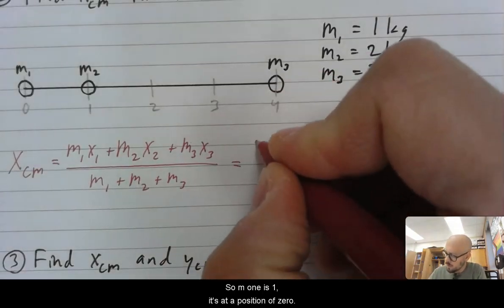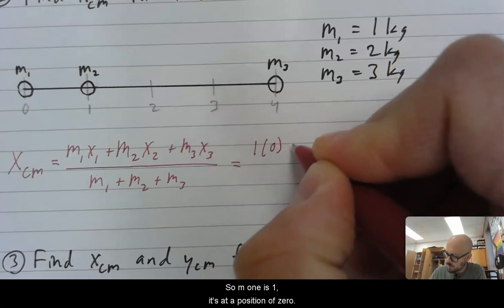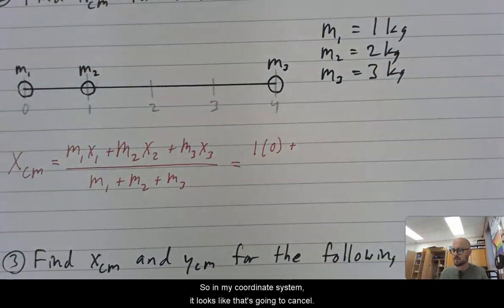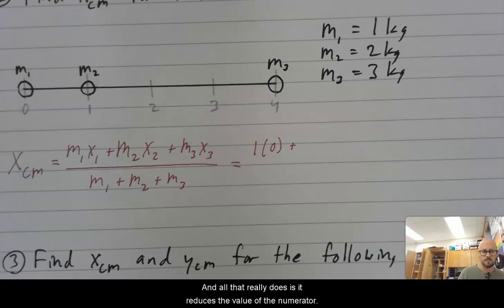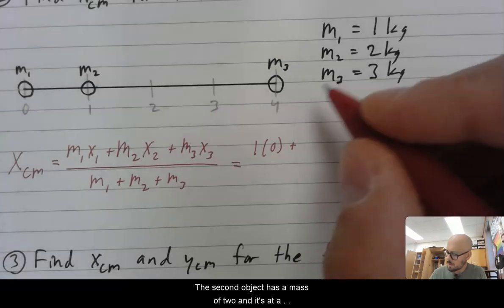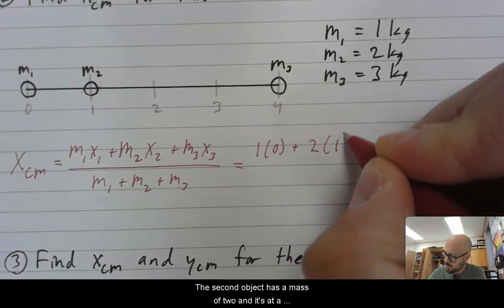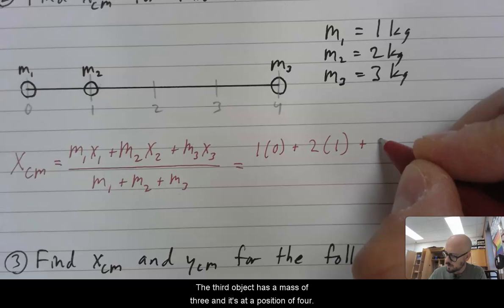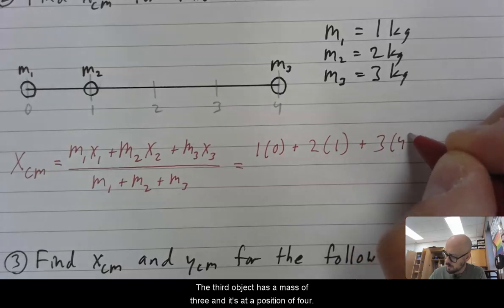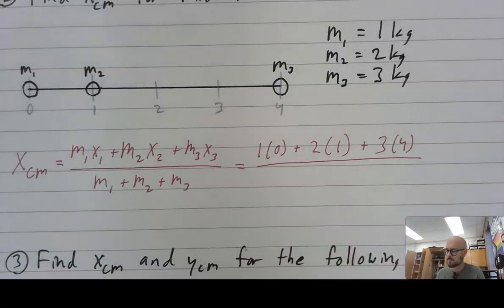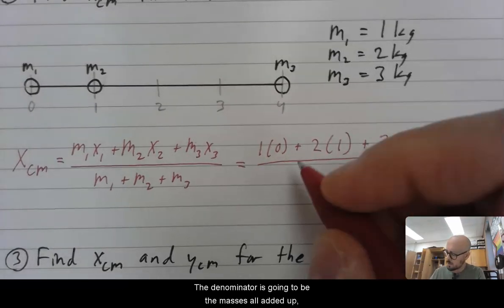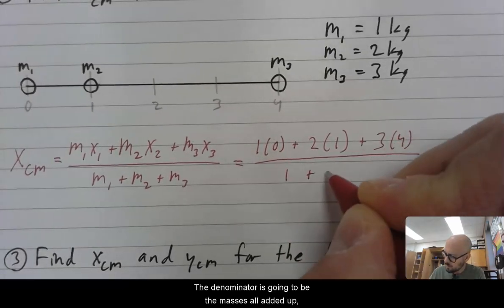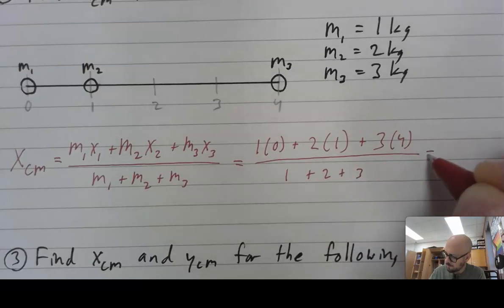So M1 is 1 kilogram, and it's at a position of 0. So in my coordinate system, that's going to cancel. And all that really does is it reduces the value of the numerator, so it actually pulls the center of mass to the left. The second object has a mass of 2, and it's at a position of 1. The third object has a mass of 3, and it's at a position of 4. That's the numerator. The denominator is going to be the masses all added up, 1 plus 2 plus 3.